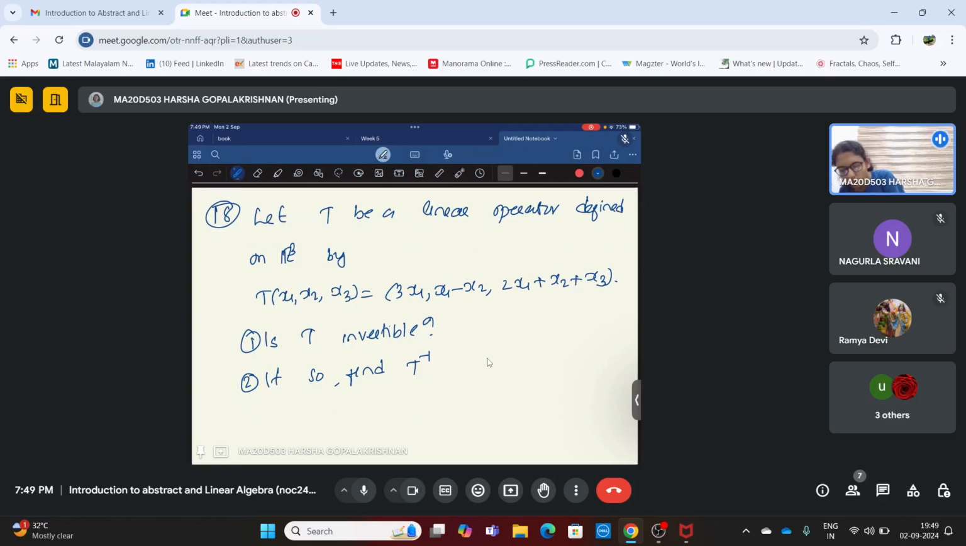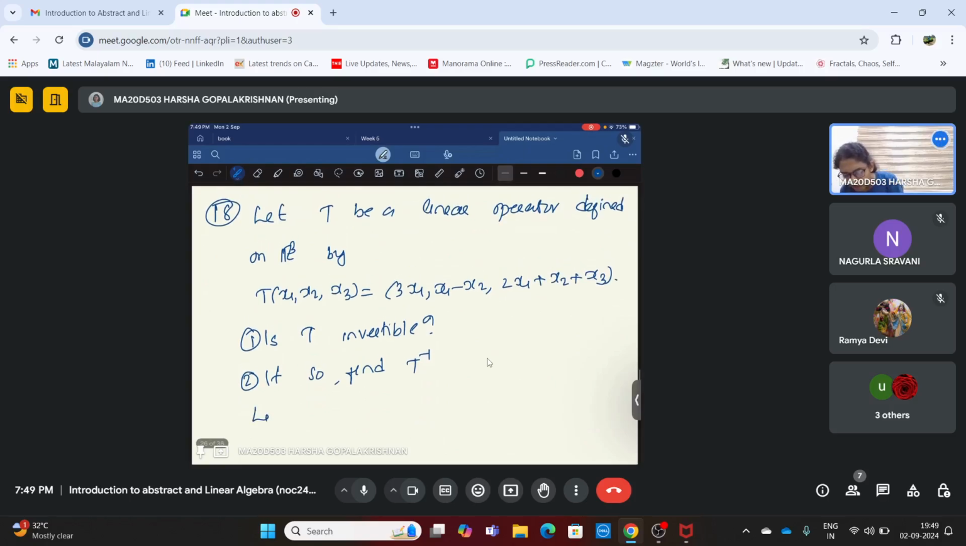What is a linear operator? Linear operator means T from V to V. So we usually will say a transformation from a vector space V to another vector space W. So here operator means we are just dealing with a transformation from the same space to the same space. Here it is on R3 instead of V, it is R3.